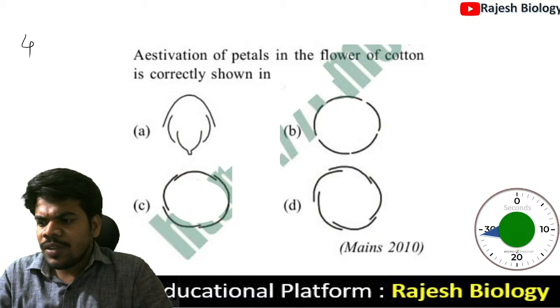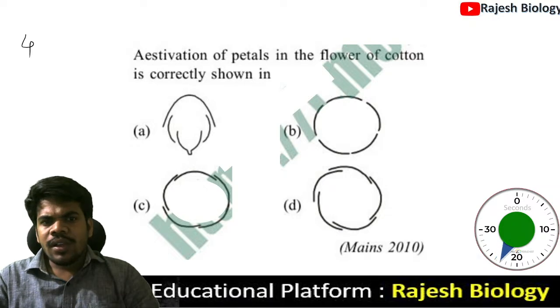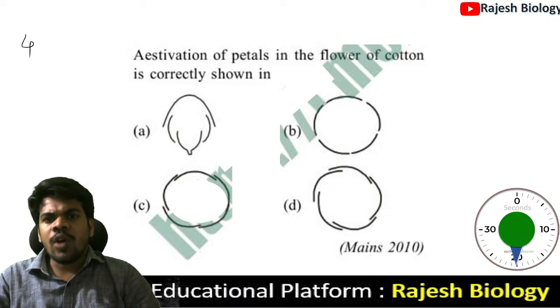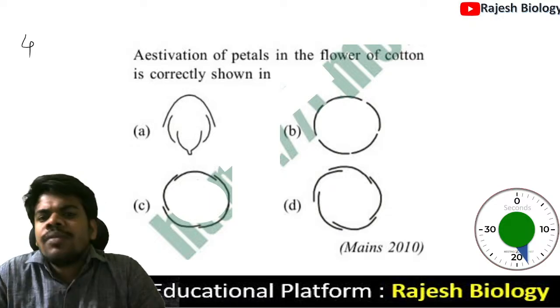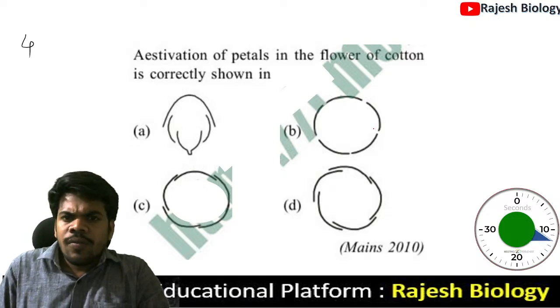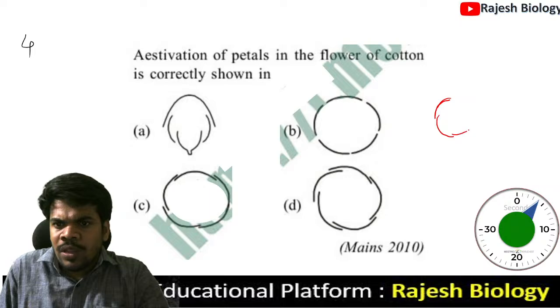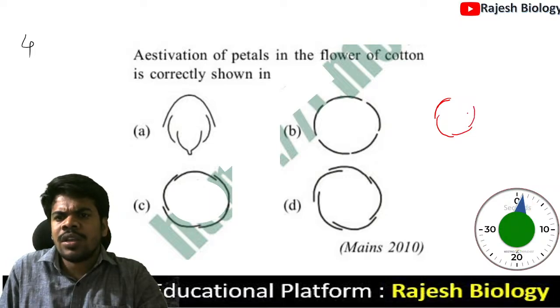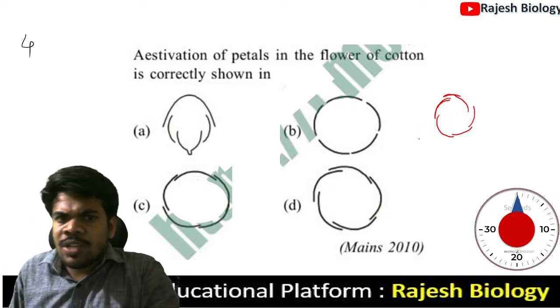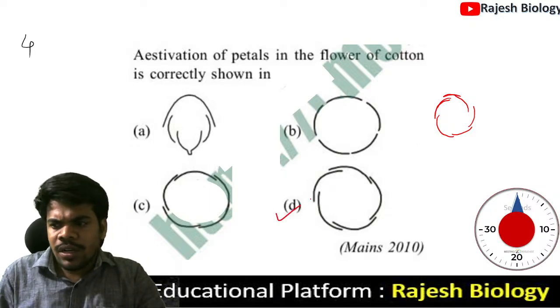This is the fourth question, which is not there actually in the NCERT, I think. Estivation of petals in the flower of cotton is correctly shown in which option? In cotton, one petal is going to cover the adjacent petal, and this petal is going to cover another adjacent petal. This type of arrangement we can observe in the cotton flower. So the right answer is option D.